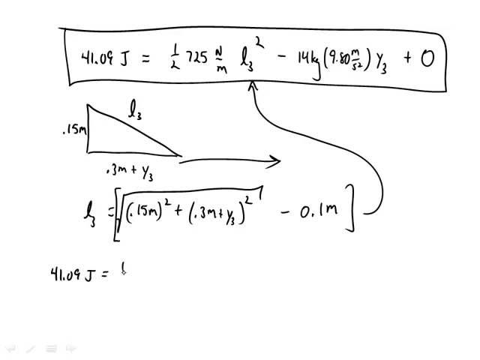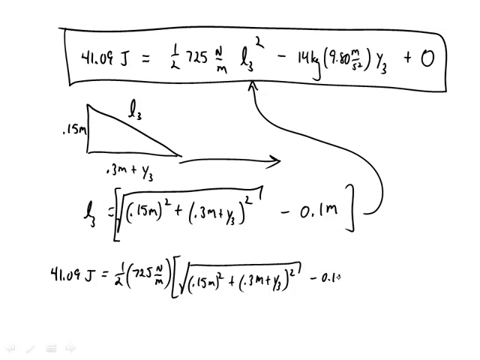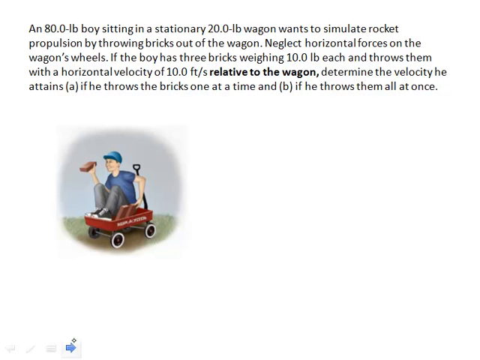41.09 joules equals 1/2 times 725 newtons per meter, and then the square root of 0.15 meters squared plus 0.3 meters plus Y3 squared minus 0.1 meters, all of that squared, minus 14 kilograms times 9.80 meters per second squared times Y3. And so I have one unknown, and I can solve that out. It's going to take some work. I would do this on a spreadsheet or something, and I don't know what we're going to get. So I'll let you do that. Aren't you lucky? All right, final question for this long lecture.